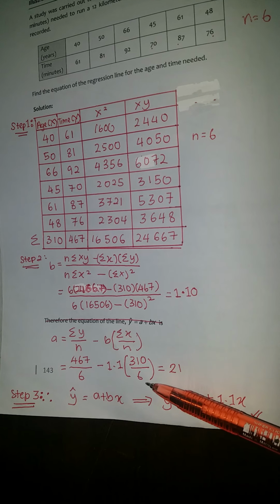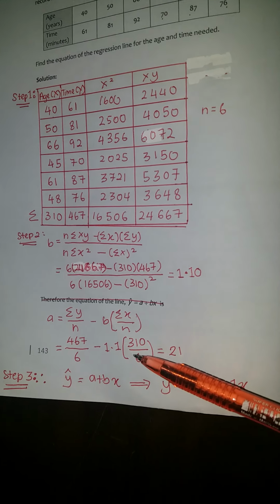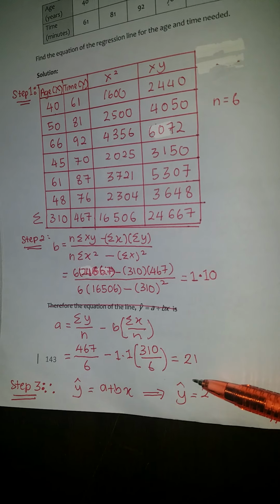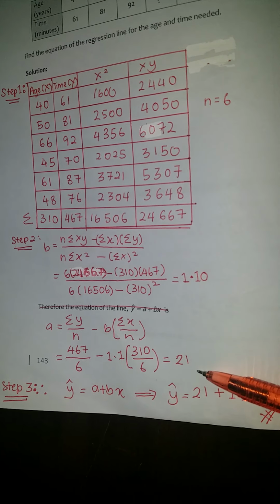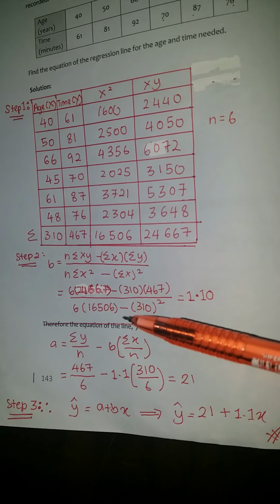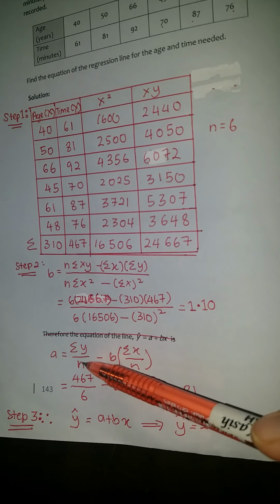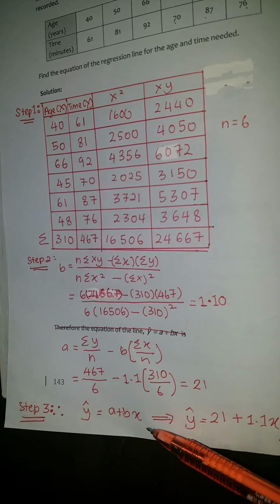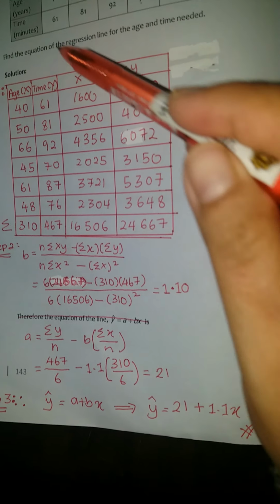So, you calculate by using your calculator. Make sure you use your calculator smartly. So, you will get a equal to 21. Alright. So, in step 2, you substitute for b and a. Alright. And the last step, which is step 3, we need to form the equation for this data.